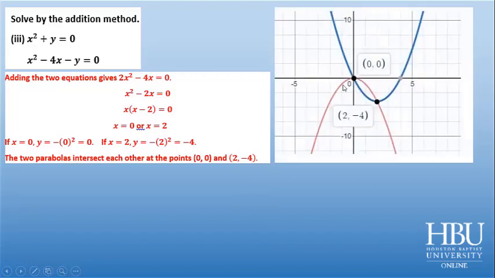Here are the two parabolas. This one, y equals minus x squared, is the parabola that opens down. And the second parabola is this blue parabola opening up. You can see that they do indeed intersect at the point 0, 0 and at the point 2, negative 4.